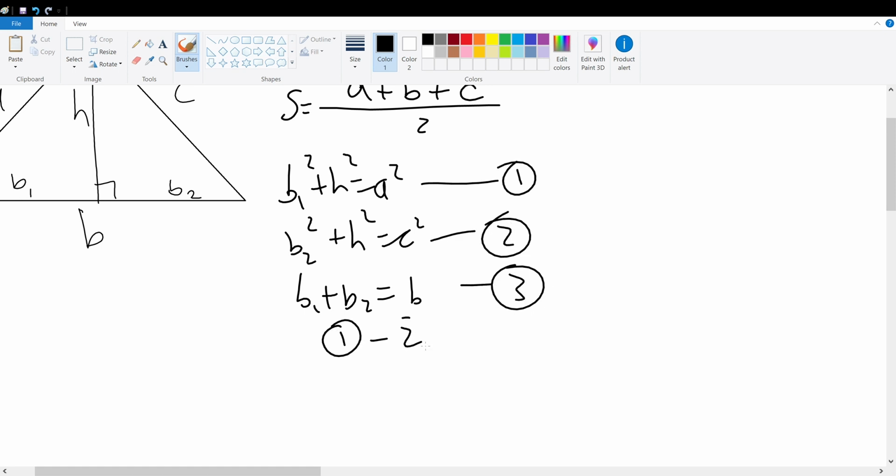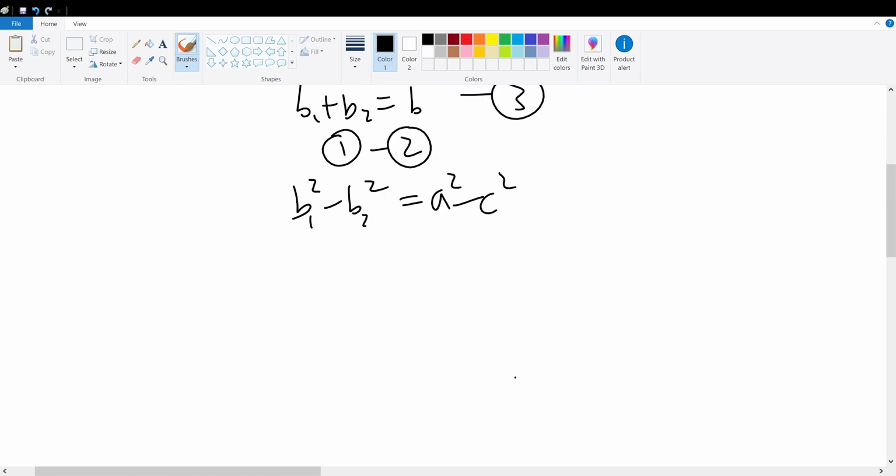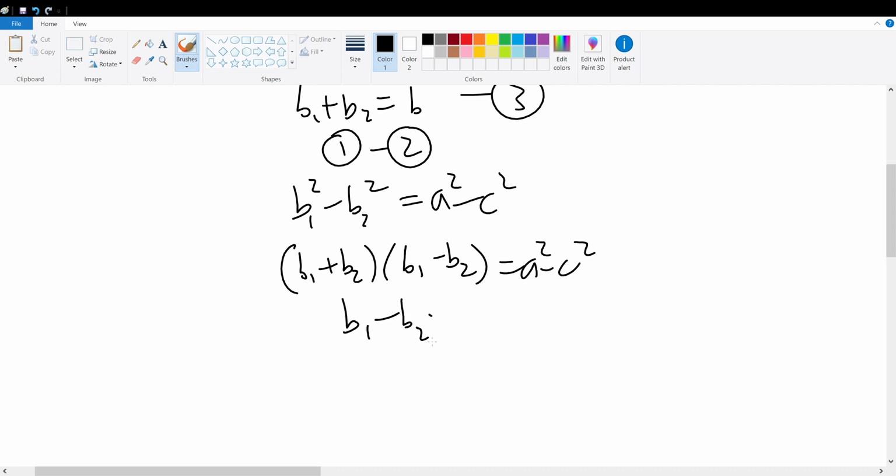Subtracting equation 2 from equation 1, we get b1 squared minus b2 squared, as the h squared terms cancel out, is equal to a squared minus c squared. b1 squared minus b2 squared is written in the form of a squared minus b squared, factoring that to be b1 plus b2 multiplied by b1 minus b2 is equal to a squared minus c squared. From equation 3, we know b1 plus b2 is equal to side length b. Rewriting this, b1 minus b2 is equal to a squared minus c squared divided by b.